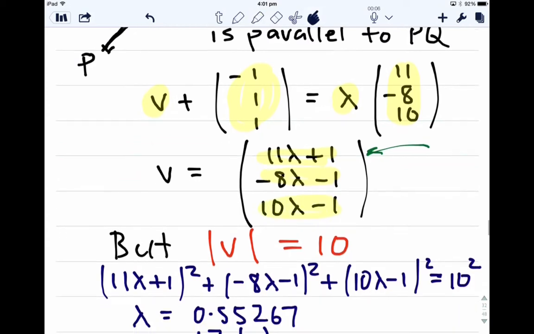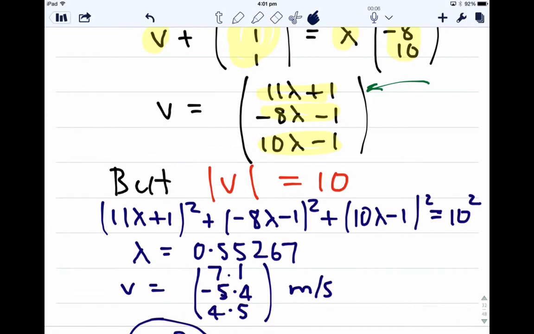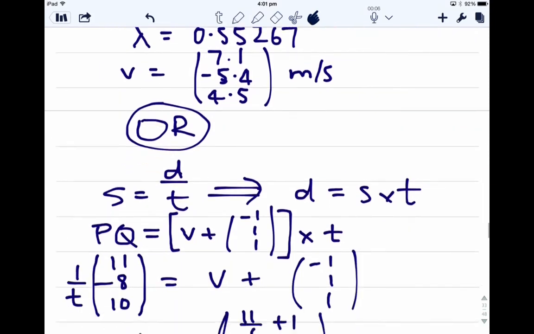So when I do that, I get 7.1, negative 5.4, 4.5. That's the direction that the bee needs to head to get there. Here's another way of doing it. Let me go through this method closely.